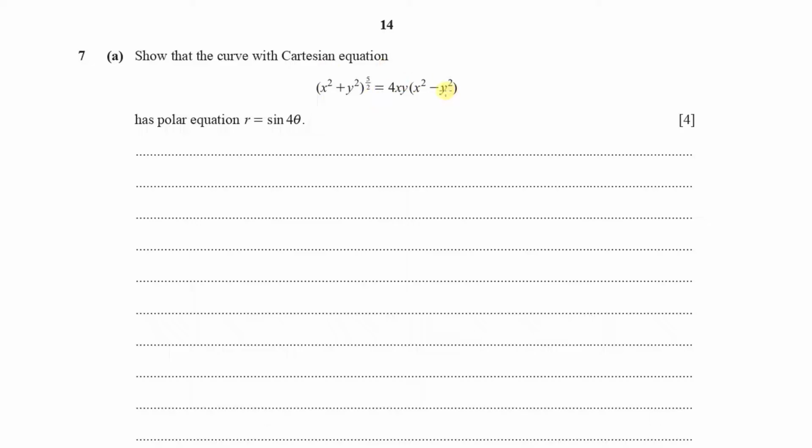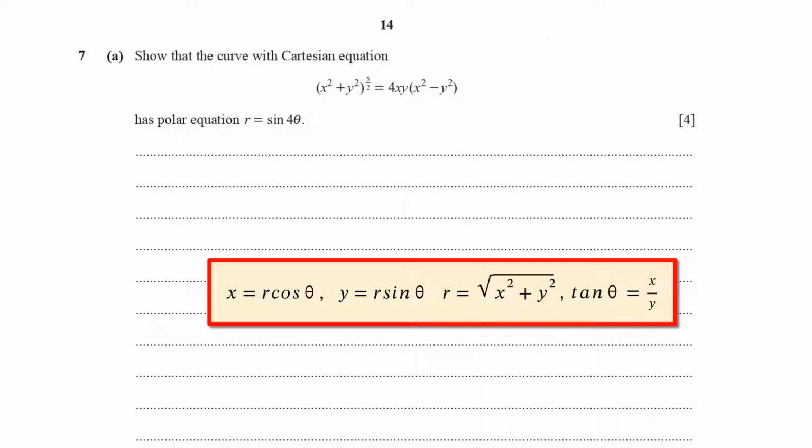Now to simplify this, we are going to use these important results. So that means that for x squared plus y squared, we are going to use r squared, and that's to the power of 5 over 2, and that's equal to 4xy, so that's 4, and in place of x, we have r cos theta, and in place of y, we have r sine theta, and that's multiplying x squared, which is r squared cos squared theta, minus y squared, which is minus r squared sine squared theta.